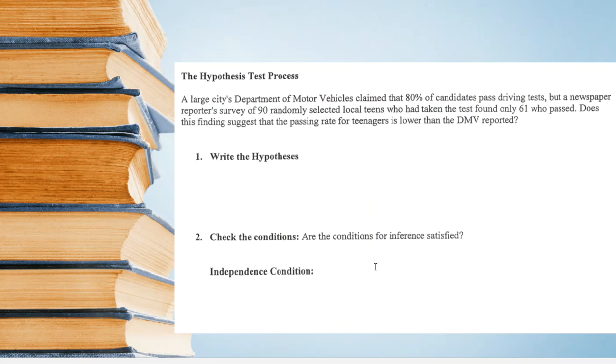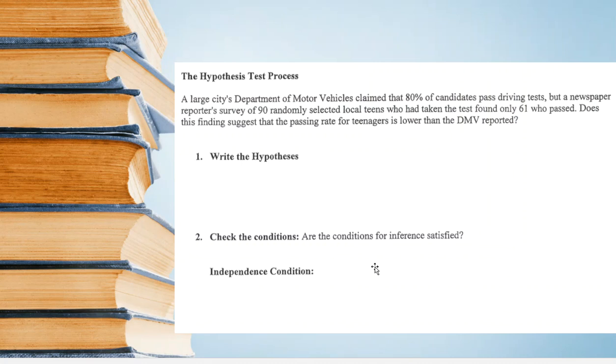The large city's Department of Motor Vehicles claims that 80% of candidates pass driving tests, but a newspaper reporter's survey of 90 randomly selected local teens who have taken the test only found 61 who passed. Does this finding suggest that the passing rate is lower for teens than the DMV reported? So we need to write our two hypotheses to start with.